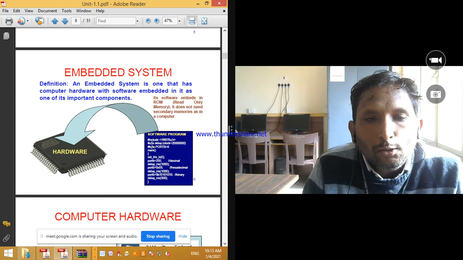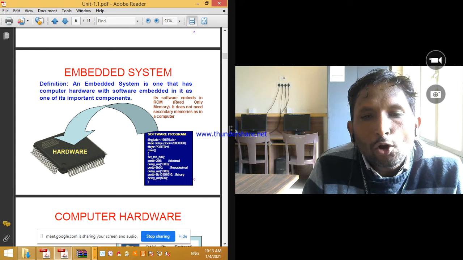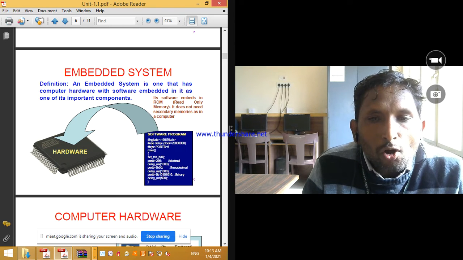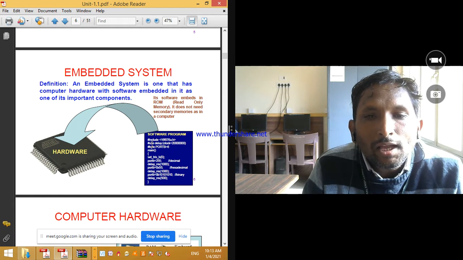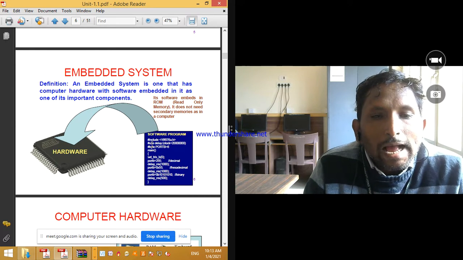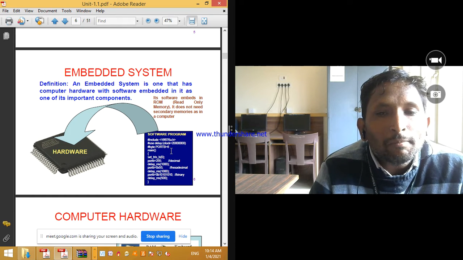When we put that code into the hardware, it works according to whatever code we have written, and the software works according to that. The software is embedded in a ROM, read-only memory. It does not need secondary memories as in a computer. It means everything is available on a single chip. A ROM is also available on that single chip, and it does not require any secondary memory.